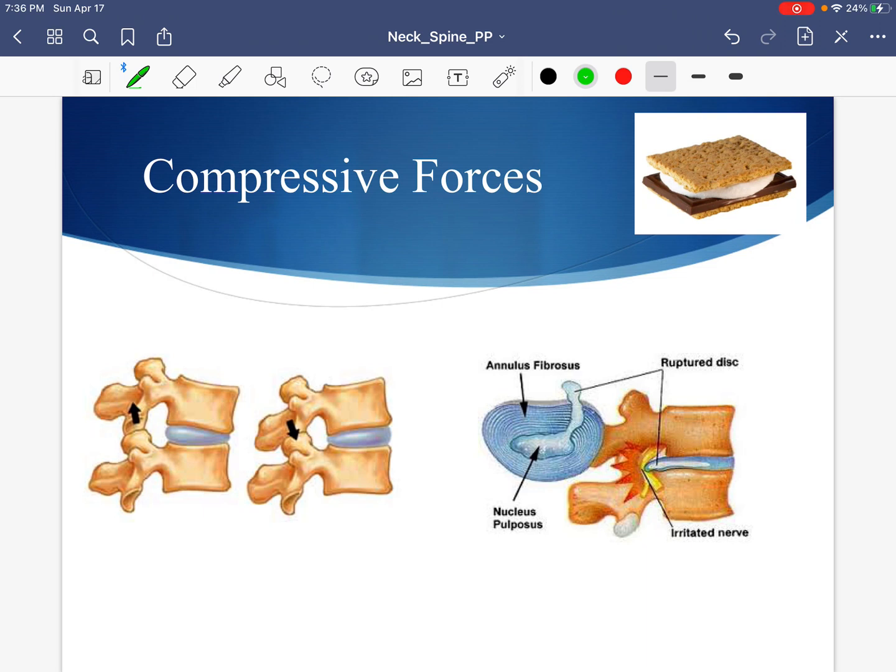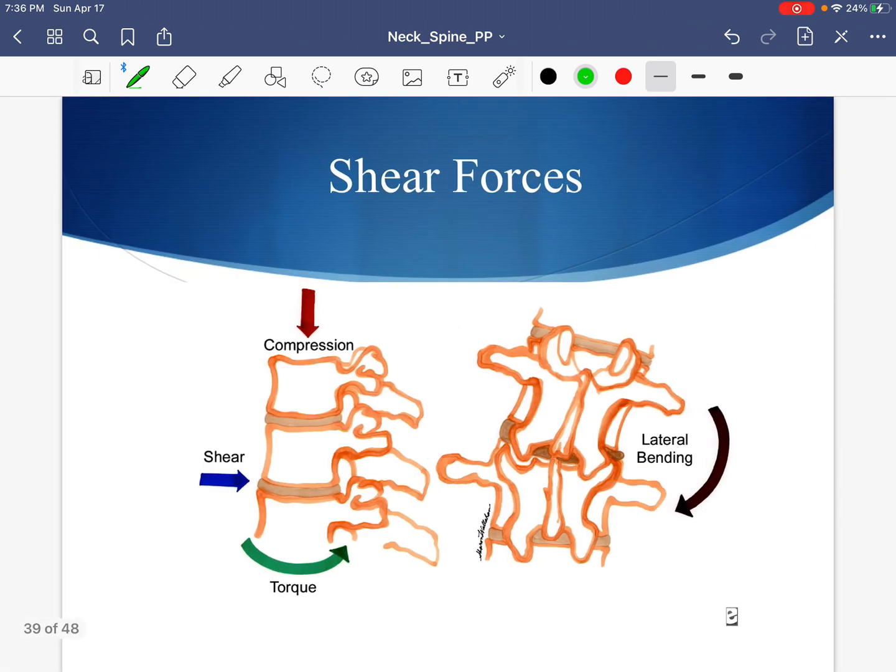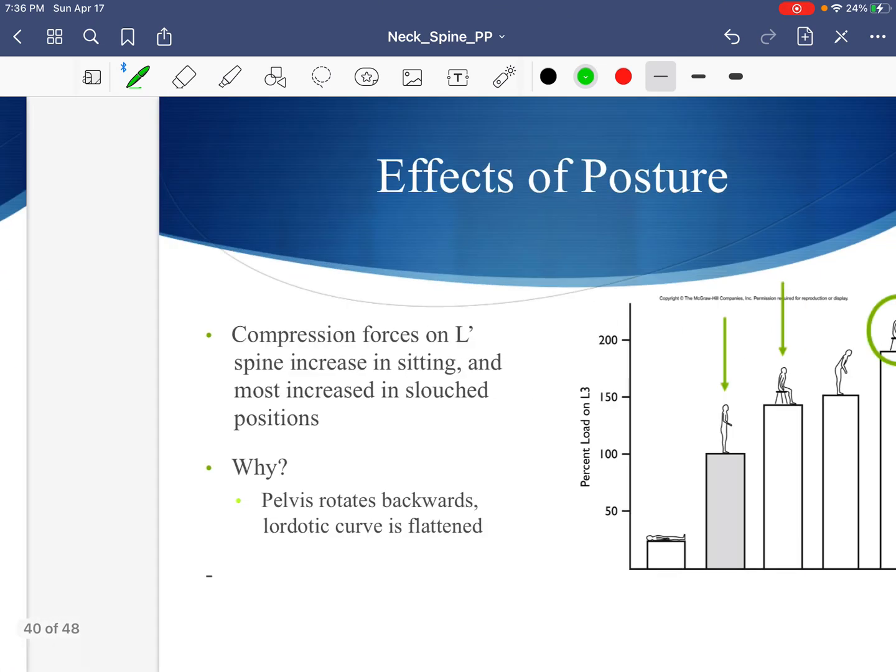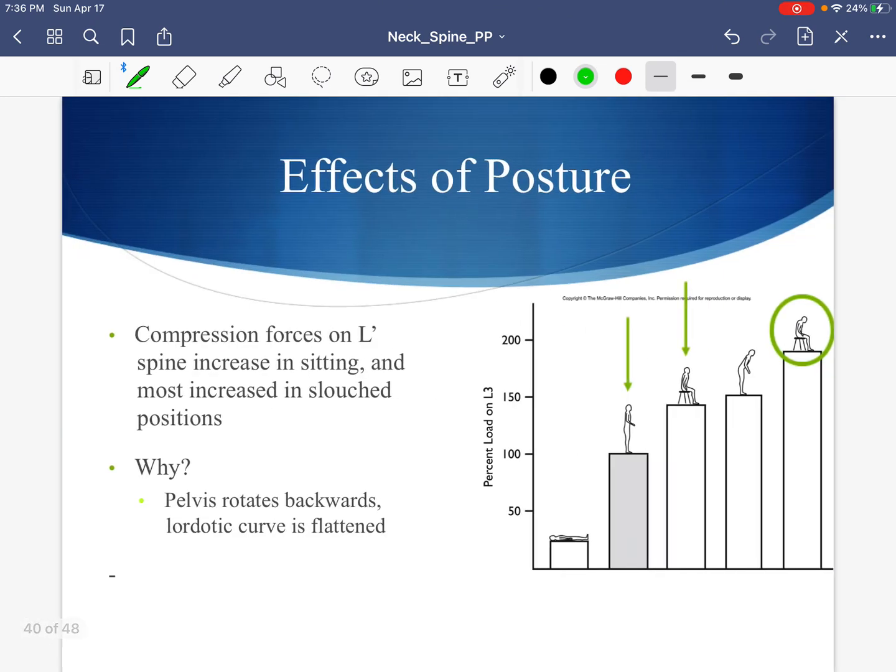Okay, I'm going to come back to the intervertebral disc bulge. So I'm going to come back to that. I want to mention shear forces, not as prevalent as compression, but there to a certain extent. But for us, we really don't need to worry about it.